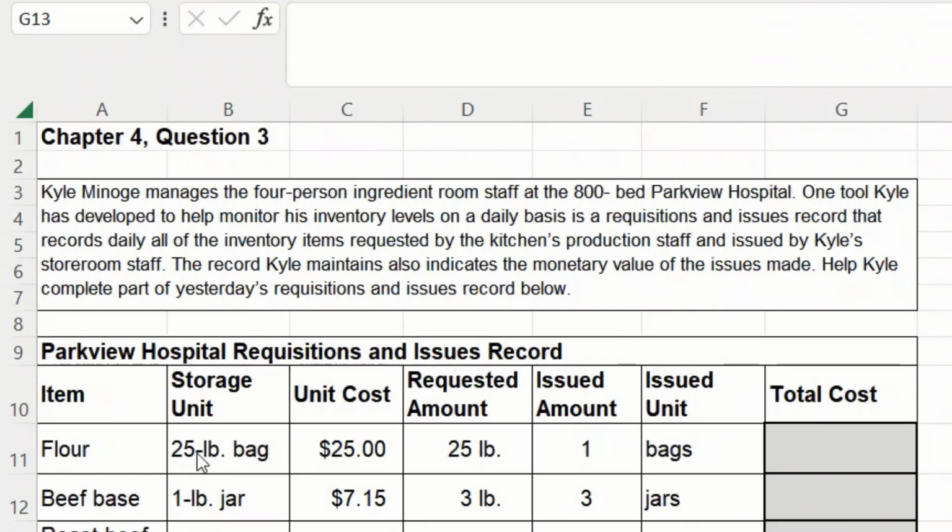So they have asked for, in this column here, we have the requested amount. They've asked for 25 pounds. We typically store it as a 25-pound bag. And so we're going to go ahead and issue them one bag.